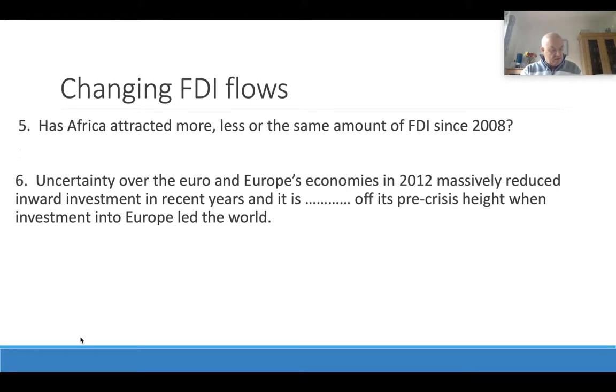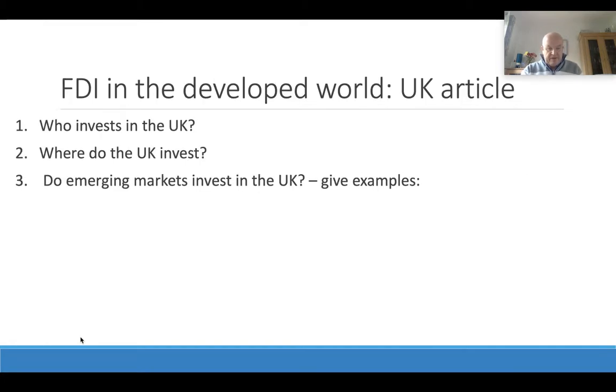So there are 6 questions there for you to have a go at answering, which are included in your booklet on page 17, and we can then move forward and take a look at the last part of this presentation, which looks at FDI in the developed world, and the UK article that I've just mentioned.